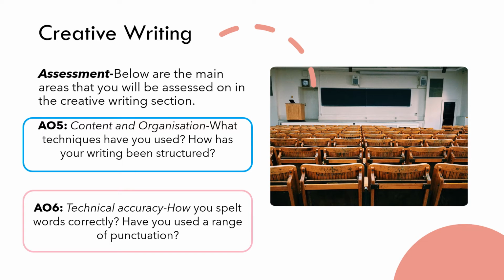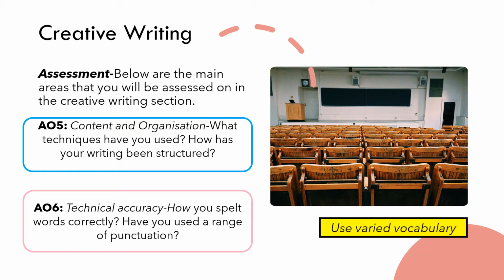AO6, so this is technical accuracy. This covers things like your spelling, your grammar and your punctuation. So this lesson specifically is going to focus on the AO5 and zooming in really on using varied vocabulary. A good way to access the AO5 part of the assessment, the big 24 marks that you get for just the AO5 part in the exam.